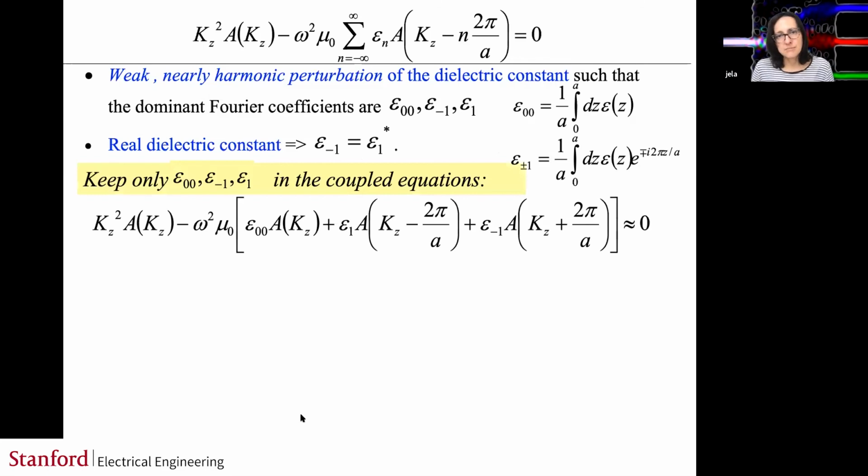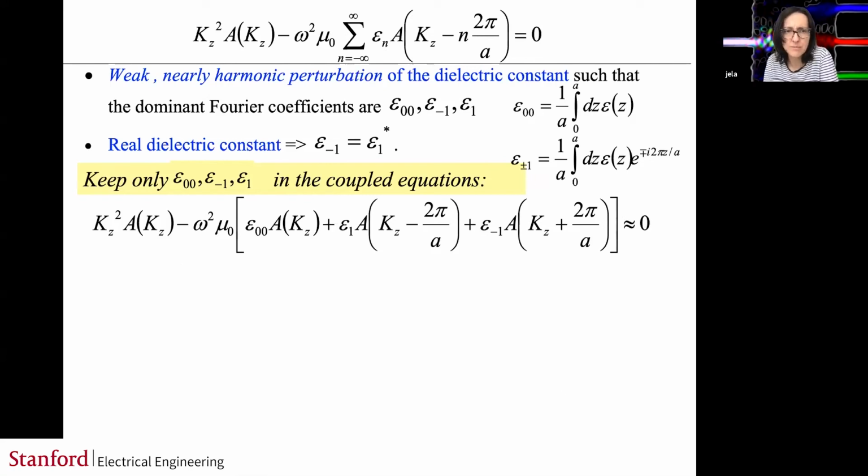So now, having this in mind, we can make the system of equations a little bit simpler. We can neglect Fourier coefficients corresponding to epsilon 2, epsilon 3, and so on, right? So we just keep epsilon 0,0, epsilon 1, and epsilon minus 1 in these equations. For this equation that we wrote here, if you remove everything other than epsilon 0,0, epsilon 1, and epsilon minus 1, you obtain this, okay? So it's already a little bit simpler. Of course, I'm making approximations here, but this is a pretty good approximation for most problems that we're solving.